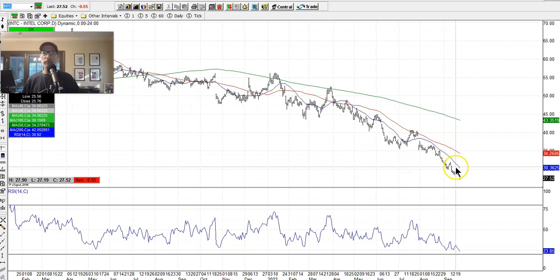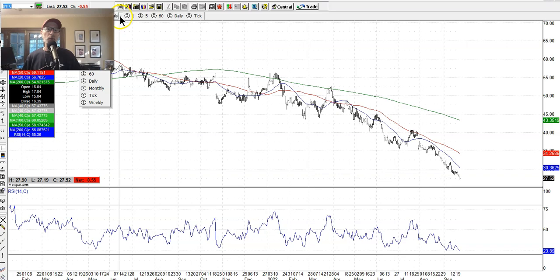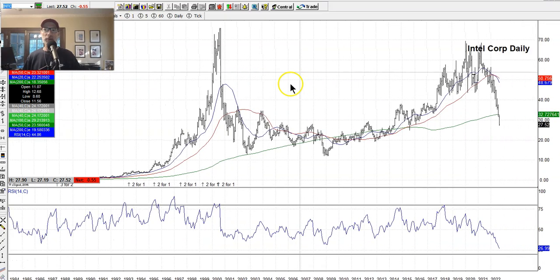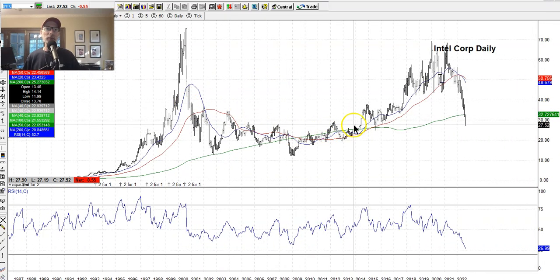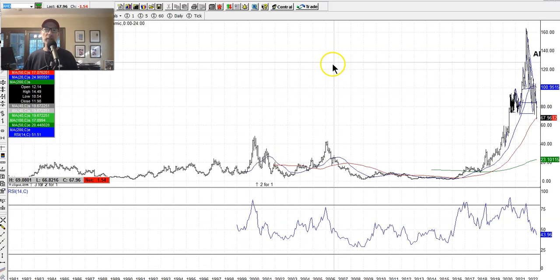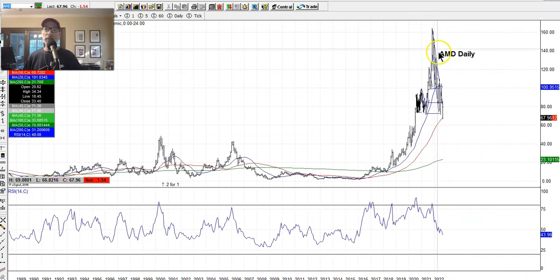It's just been moving down. Let's look at the monthly to see where it is. On the monthly, for a while Intel was the only game in town as far as chip stocks, and then AMD and NVIDIA and Micron came along. Intel in the last year has really taken a nosedive and has fallen below the 200-month moving average right here. I'm not a big fan of Intel anymore. I'm a fan of AMD, although AMD has come down quite a bit as well.